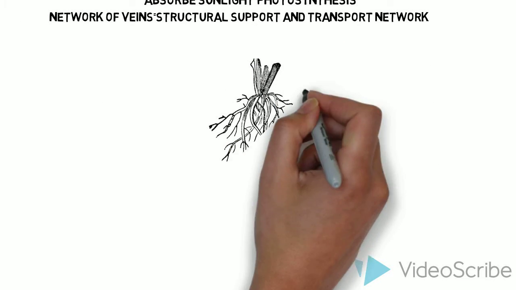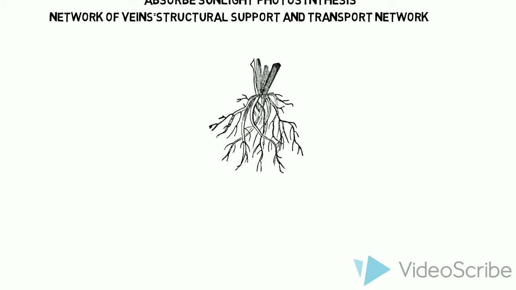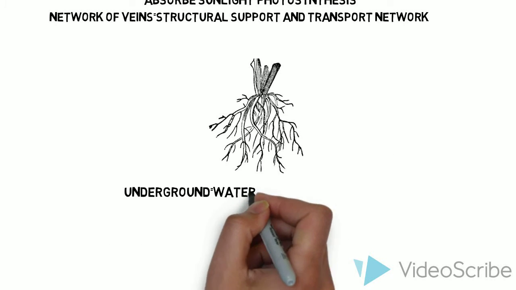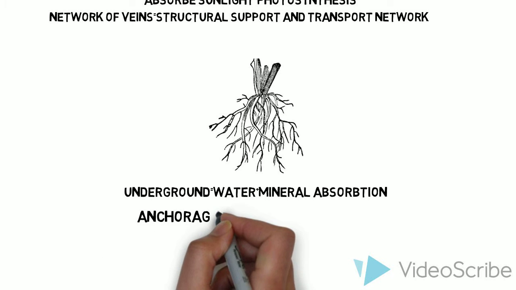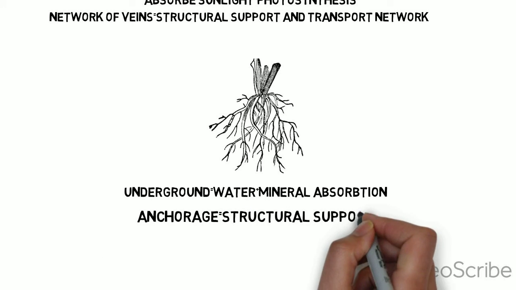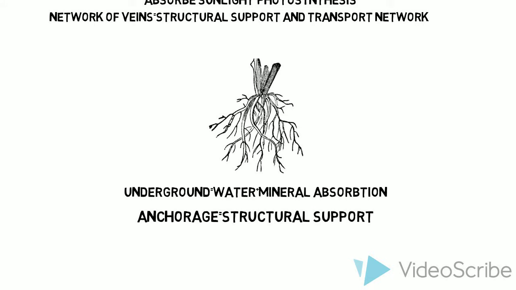The roots of a plant are located underground. Their main functions include anchorage, absorption of water and minerals, and the transportation of these minerals and water to the stem. The root is the first organ to appear when a seed first germinates.